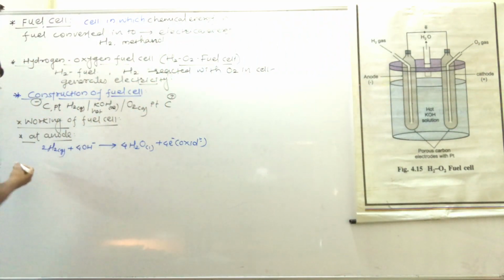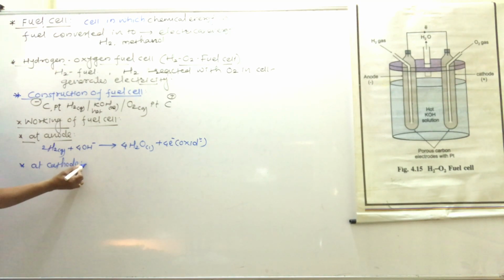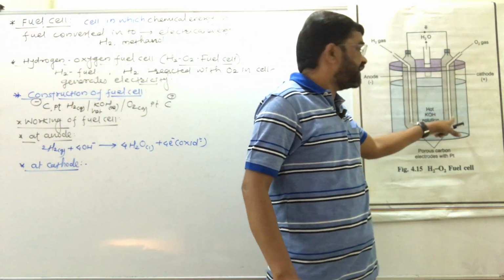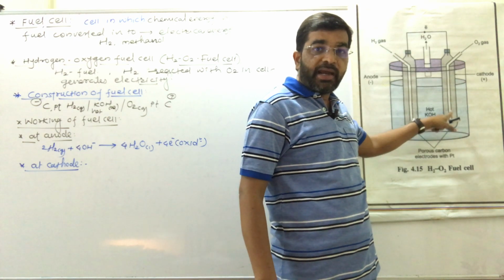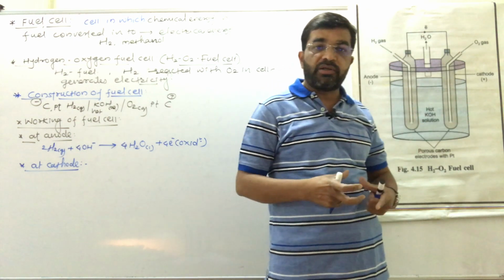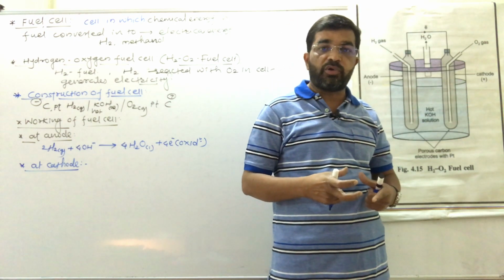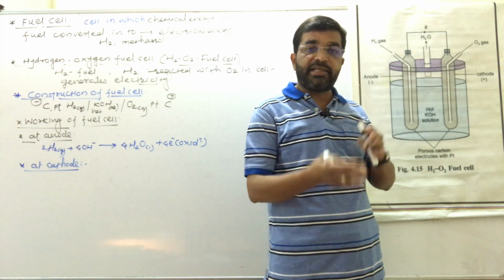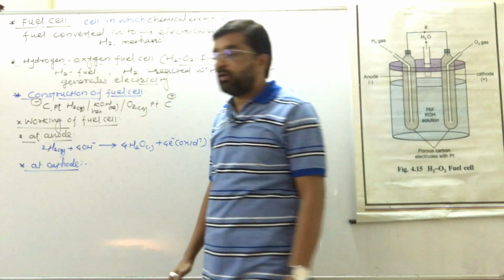Then the reaction taking place at the cathode. At the cathode, a reduction reaction takes place. Oxygen gas is passed at the cathode and gets absorbed on the platinum electrode, the carbon electrode, and then it reacts with water.